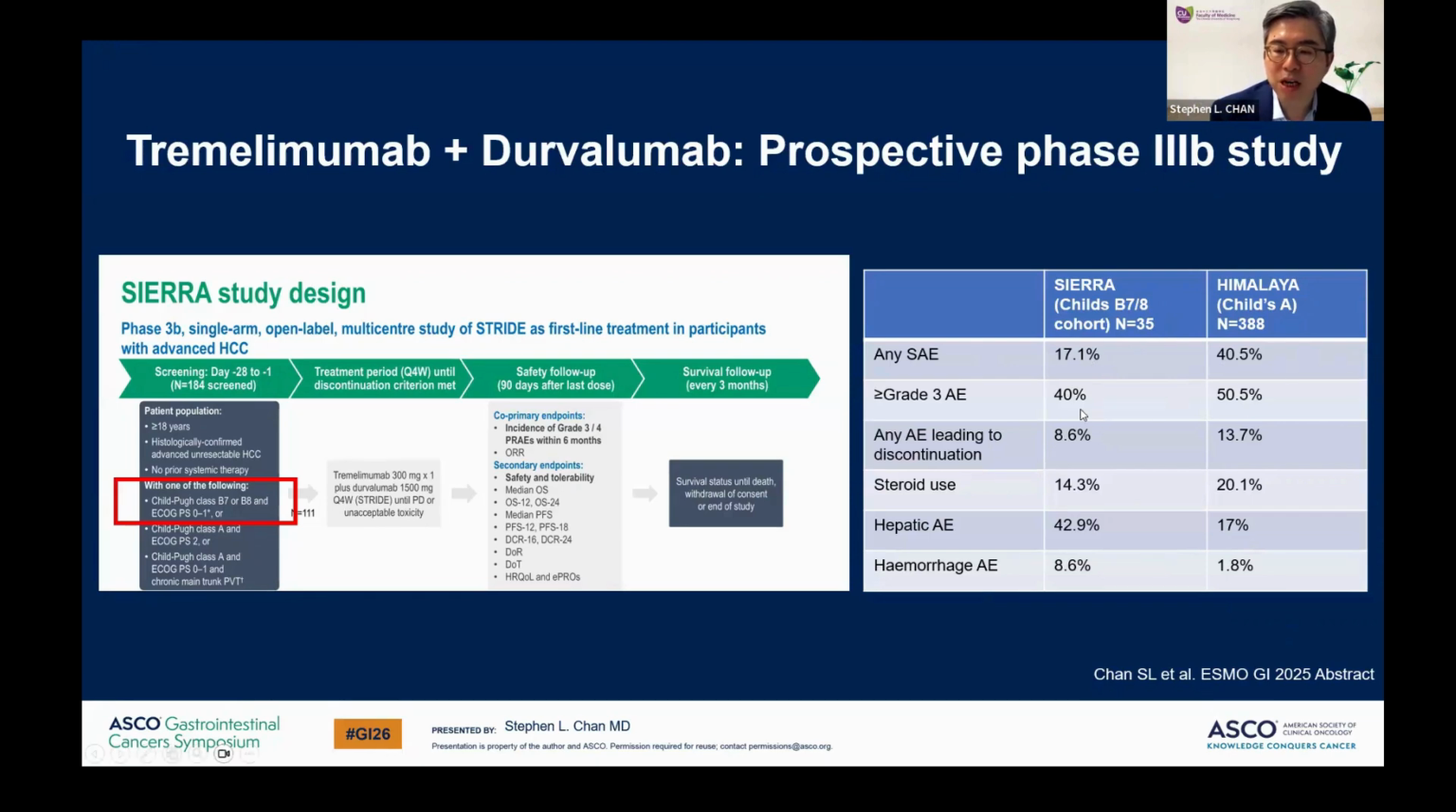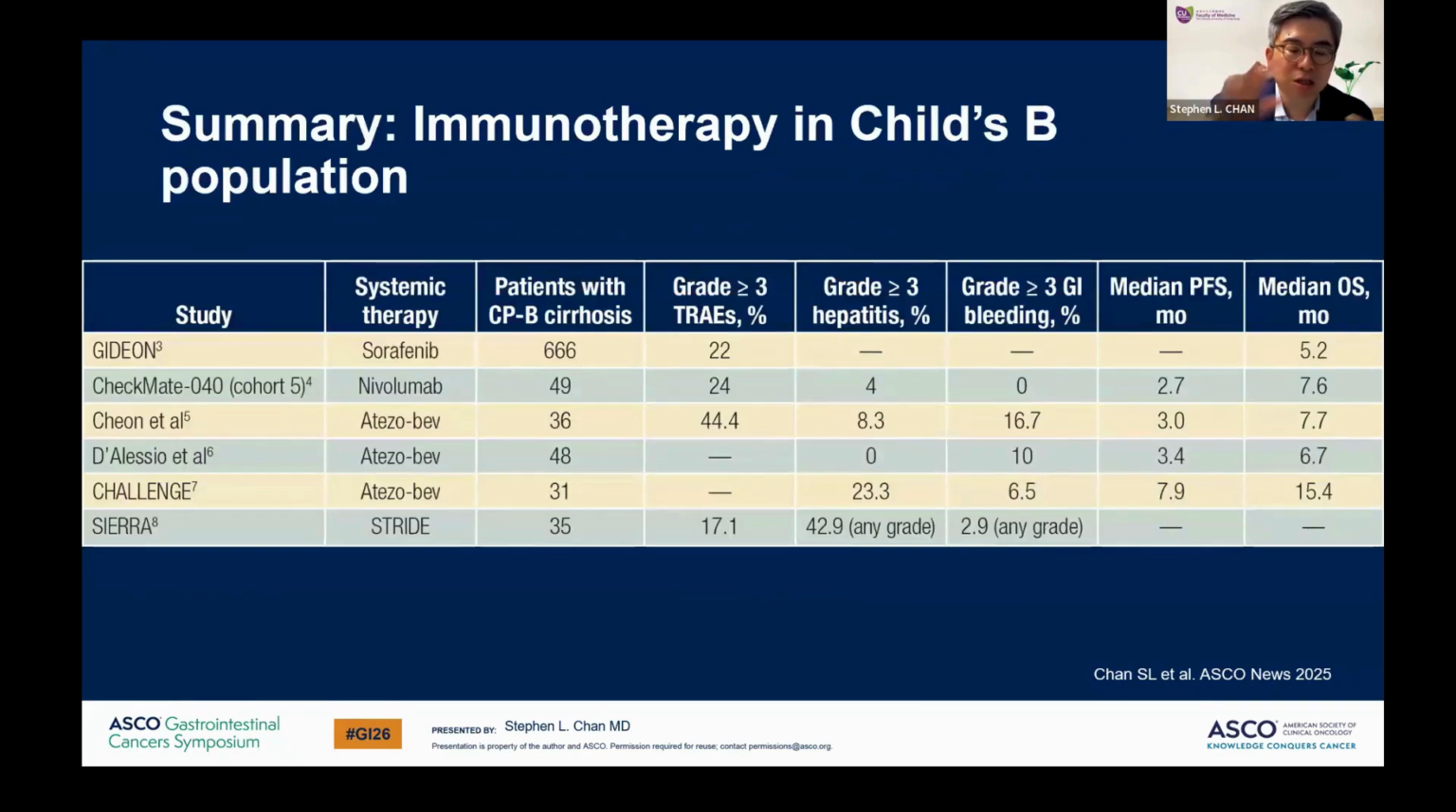Grade 3 AE 40%, AE leading to discontinuation 8.6%, steroid use 14.3%, and most importantly, hemorrhagic AE also not particularly high, although you do see more hepatic AE, which is not surprising because the patients have more limited hepatic reserve in this cohort. But again, we don't see any alarming signal of activity when we use the STRIDE regimen in this group of patients. So this is the summary about the efficacy.